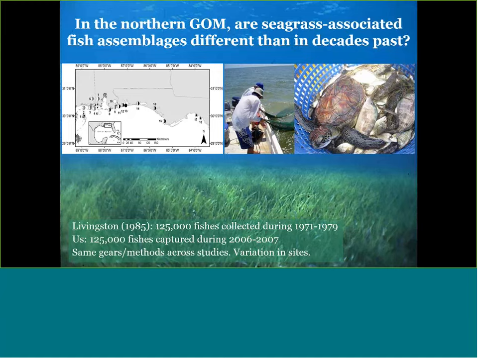And so it so happened that a fellow named Livingston, Skip Livingston at Florida State, had published a similar survey of fishes in the Northern Gulf. And in that survey, he had collected about 125,000 individuals. And in the 2 years that I was sampling, we also collected about 125,000 individuals. And using nearly identical gears, nearly identical environments, not always the same sites, but broadly the same system.